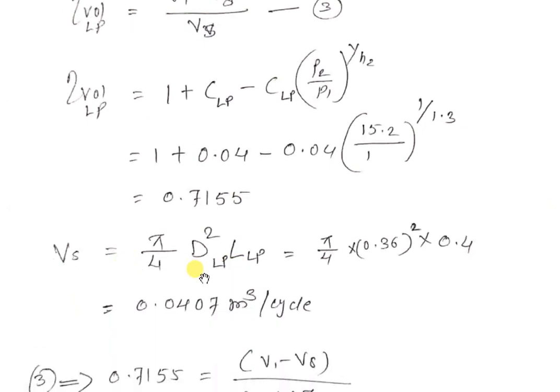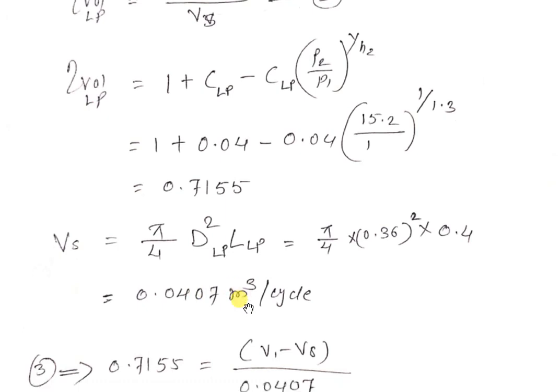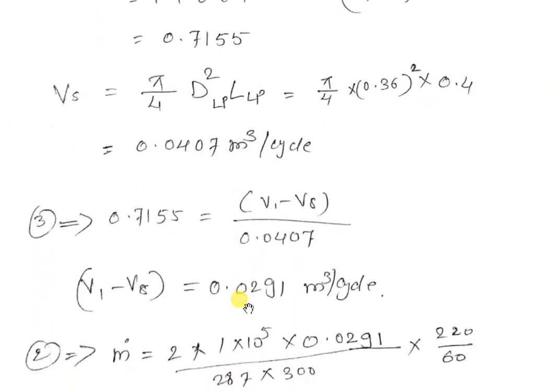Swept volume: diameter of LP cylinder and stroke length of LP cylinder are given, therefore we can calculate swept volume of LP cylinder, Vs LP, equal to pi by 4 d square L. Swept volume of LP cylinder is 0.0407 meter cube per cycle. Now we can calculate V1 minus V8 by using the volumetric efficiency formula. V1 minus V8 we got is 0.0291 meter cube per cycle.